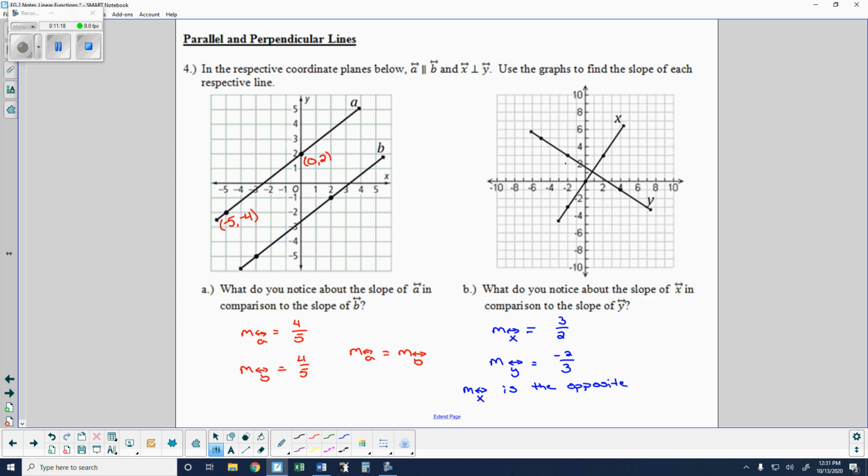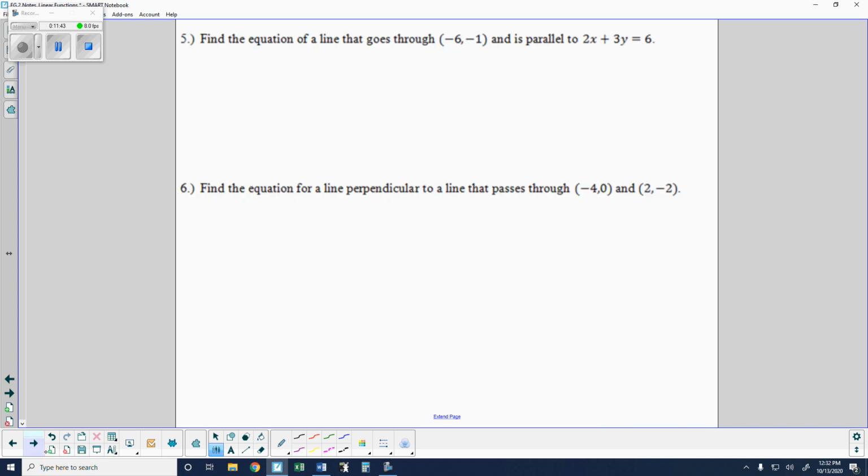Opposite, referring to the fact that one is positive and one is negative. Reciprocal, referring to the fact that the two fractions are basically the same other than flipping the numerator and denominator. This will be true about all perpendicular lines. All perpendicular lines will always have slopes that are opposite reciprocals of one another. So now how can we take that to an example? Let's take a look at problem number 5.